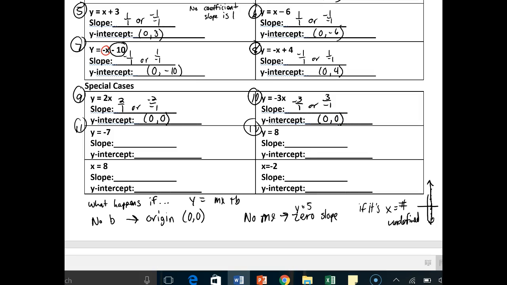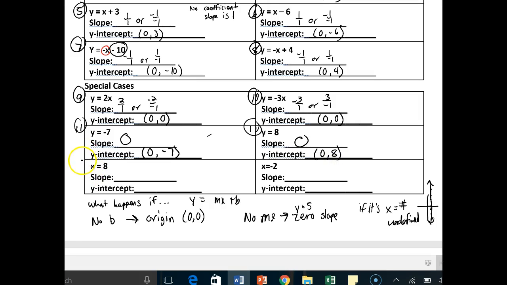For number 11, there is no mx part, right? You see y equals negative 7. A lot of people would be tempted to say the slope is negative 7, but it's only a slope if there's an x attached to it. So there's no slope. That is the b part. We're missing the mx part. We have the b part. So the slope is 0. You don't have to say 0 over 1, 0 over negative 1. You can say 0. And the y-intercept is 0, negative 7. For y equals 8, again, there's no mx part, so the slope is 0. And the y-intercept is 0, 8.